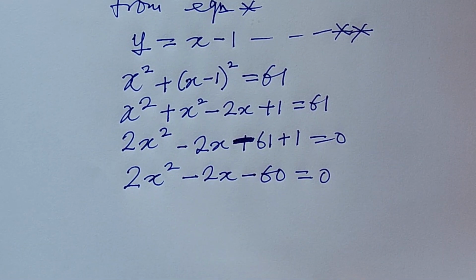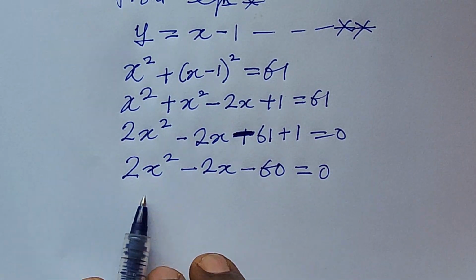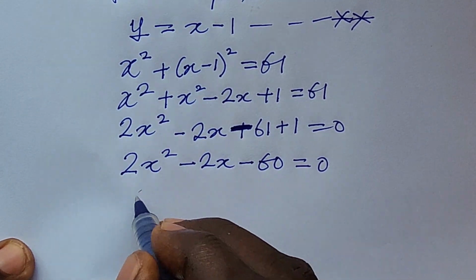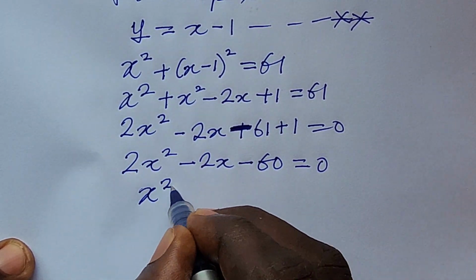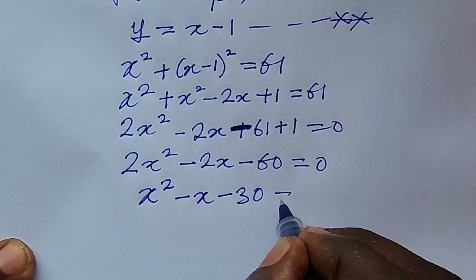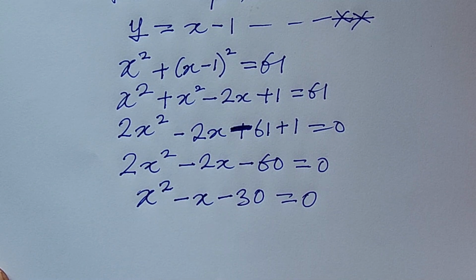Now you can discover that something is common to these expressions, so 2 can divide through. If we use 2 to divide everything here, we are going to be left with x squared minus x minus 30 equal to 0. So what do we do here now? This is a quadratic equation, and we can use the factorization method to simplify this down.